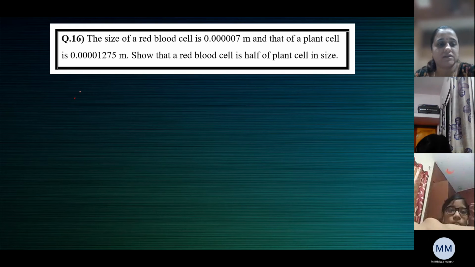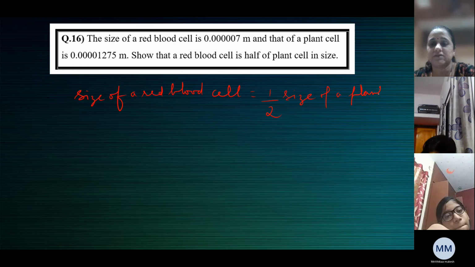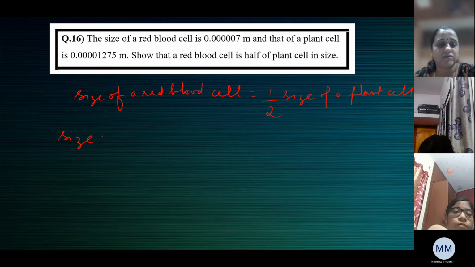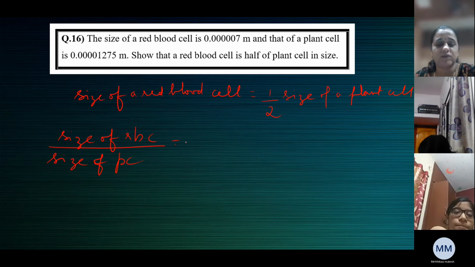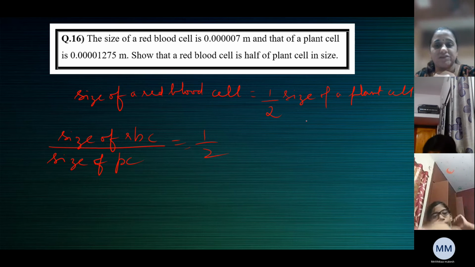You'll have to prove that the size of a red blood cell is equal to half the size of a plant cell. That means you must get size of RBC by size of plant cell is equal to 1/2. See, this is what you need to work. When you cross multiply, this is the result you need to get. Meaning you need to prove this.